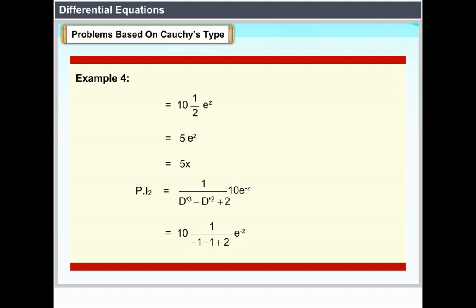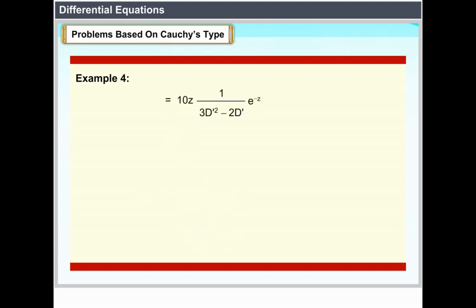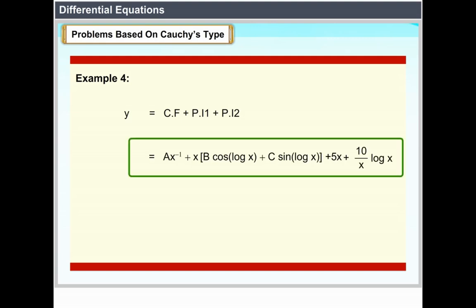Here our ordinary method fails. Equal to 10 into z into 1 by 3D' squared minus 2D' into e^(minus z), equal to 10z into 1 by 3 plus 2 into e^(minus z), equal to 10 e^(minus z) into z, equal to 10 x^(minus 1) into log x, equal to 10 by x into log x. Y equal to CF plus PI1 plus PI2, equal to a x^(minus 1) plus x (b cos log x plus c sin log x) plus 5x plus 10 by x into log x.